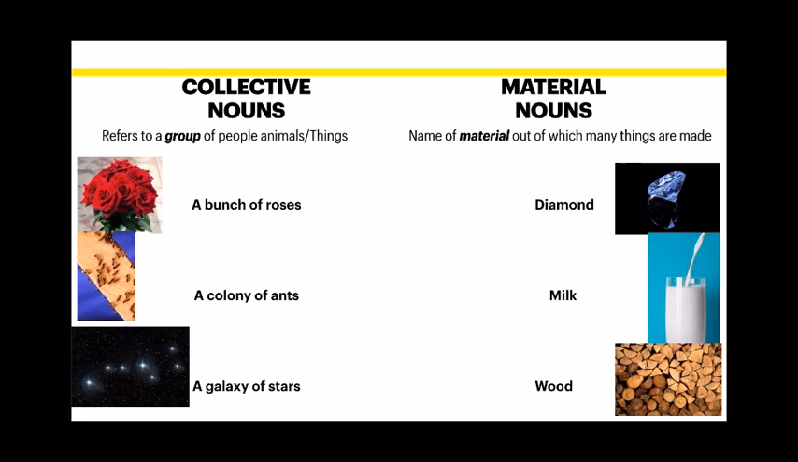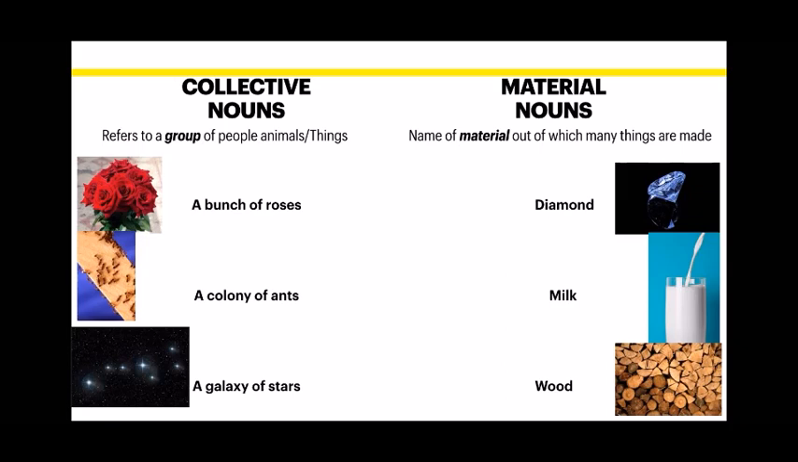Material nouns are name of material out of which many things are made. For example, diamond. We can use diamond to make necklace. We can use diamond to make earrings. Yes, so diamond is a material, and using this material we can make different things. Milk. Milk is also an example of material noun. How? We can use milk to make different things like curd or butter or even ice cream.